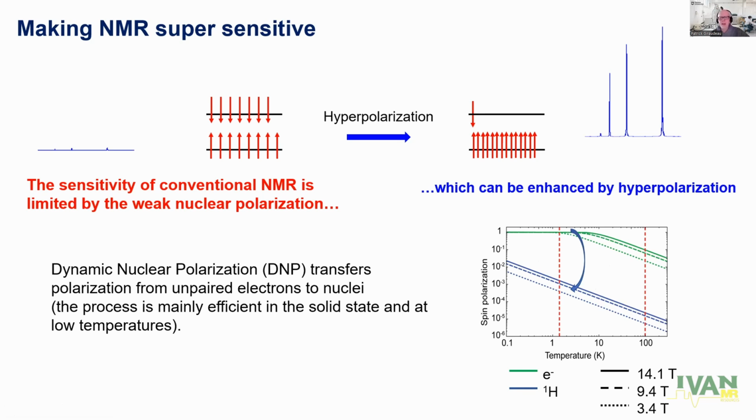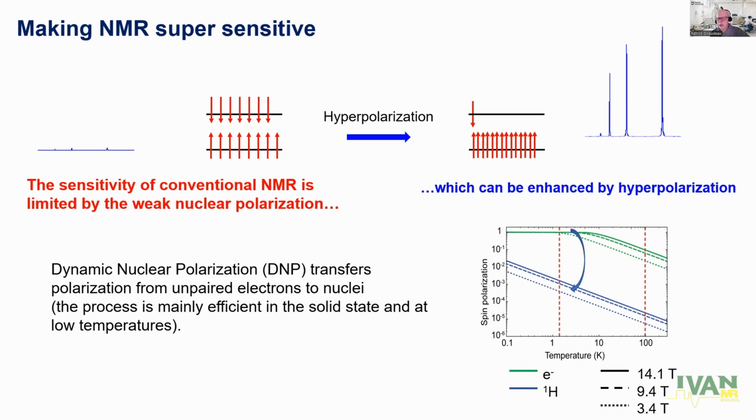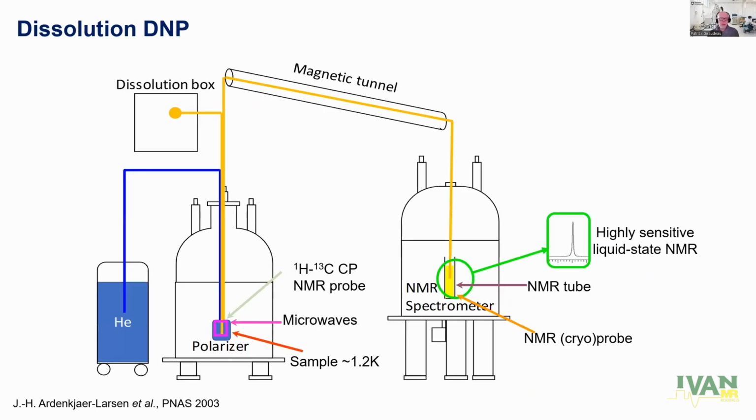So the problem is that, of course, this is very efficient for solid state NMR, but if you want to do liquid state NMR, you need to use something to be able to detect NMR spectra on a liquid state sample. And this something is dissolution DNP. So maybe some of you have already heard of dissolution DNP. It's not something new. It was invented by Jan Henrik Ardenkjaer-Larsen 20 years ago. And dissolution DNP is represented here on a schematic view.